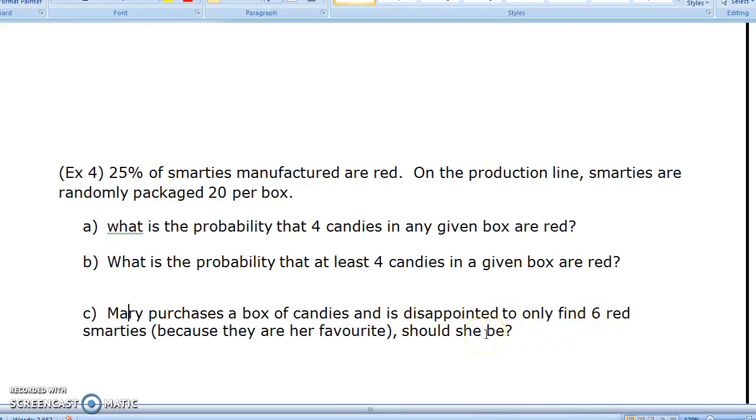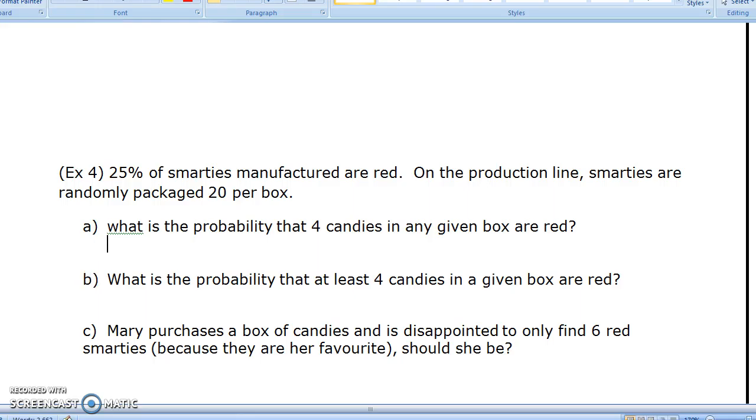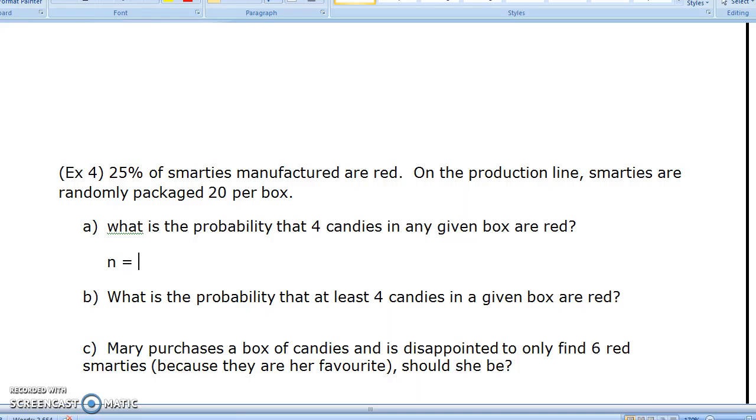So let's take a quick look through this question. Probability that 4 candies are red. Reminder to get started with this one: n is how many Smarties are in a box, it's 20. p is the probability that you get a red Smartie, which is 0.25. q is the probability of failure, or a non-red Smartie, which is 0.75. Lastly, we are looking at the number of successes we are interested in, which is x, and which we are going to say is 4. We're looking for 4 successes.